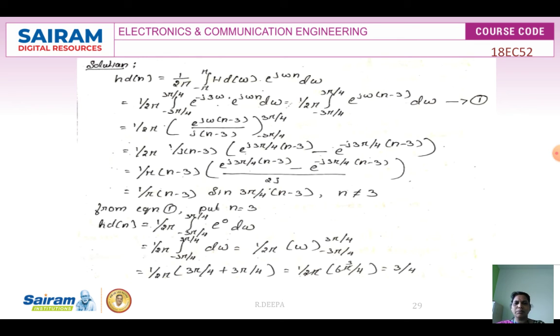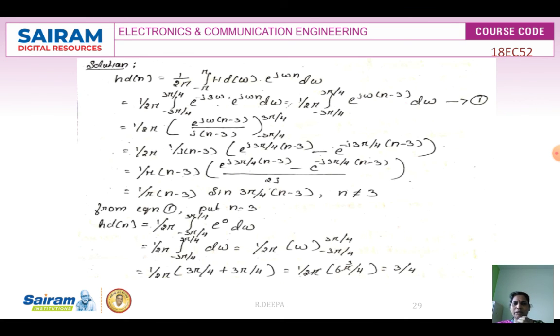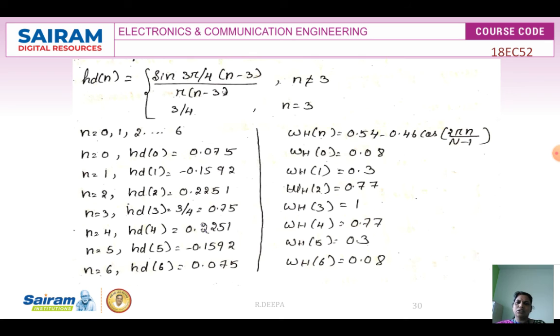Once again, let me specify the design procedure. First, the window is already specified, Hamming window, and M is given as 7. To start with, you have to find hd of n, for n equal to tau and n not equal to tau. It will take the form sin 3 pi by 4 (n minus 3) divided by pi into (n minus 3) for n not equal to tau, where tau is calculated as 3, and for n equal to tau it is 3 by 4.